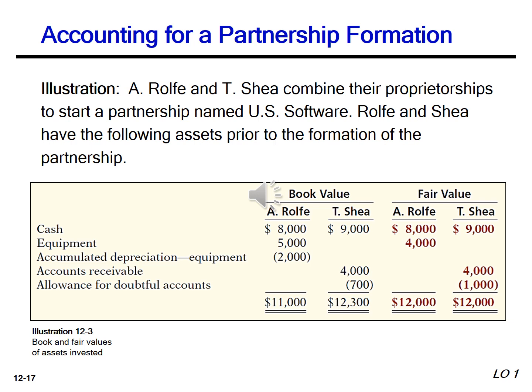Let us take a look at this illustration together to try and understand how to account for a partnership formation. The illustration says A. Rolfie and T. She combine their proprietorships to start a partnership named US Software. Rolfie and She have the following assets prior to the formation of the partnership. And then you have this Illustration 12-3 that shows you the assets that each of the partners is bringing into the business.